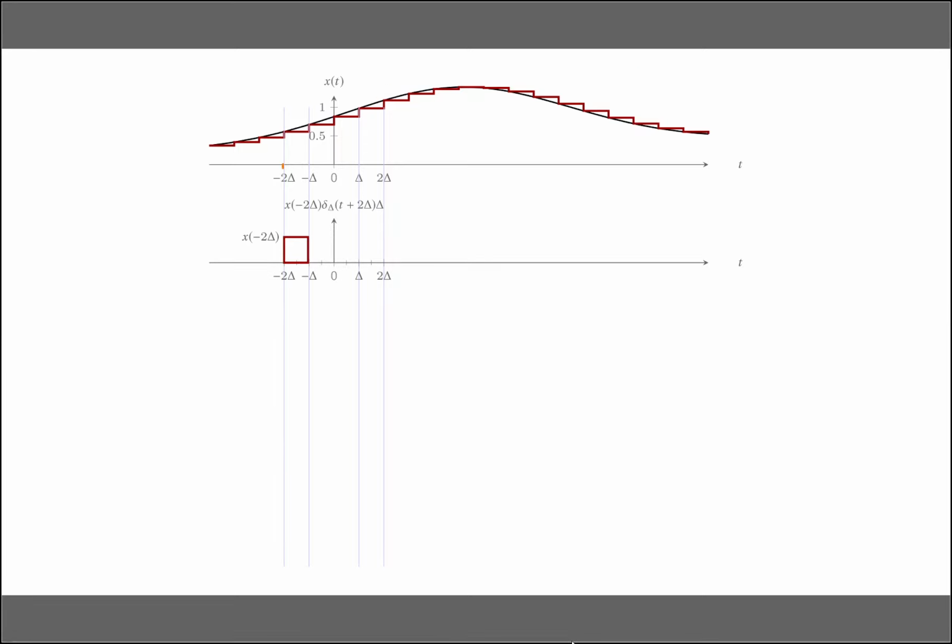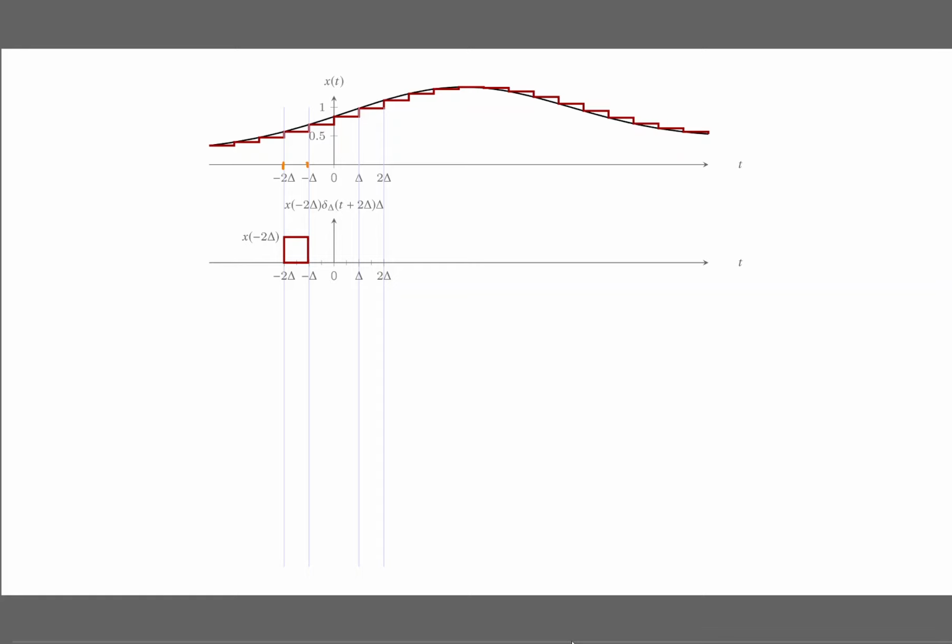The square pulse from minus 2 delta to minus delta has the value at minus 2 delta, so therefore the height is x(-2 delta). It goes from minus 2 delta to minus delta. It is very important not to just have this number, which is a constant with regard to time, but have this time function delta delta(t). So if we remind ourselves what delta delta(t) is, the height is 1 over delta whenever t is between 0 and delta, and 0 otherwise.